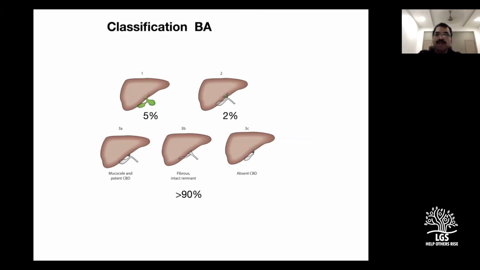Type 2, you can have access to the hepatic duct, but in type 3, if you dissect the porta hepatis, you will not find any bile duct. So they have opened that area and performed what is known as the portoenterostomy.